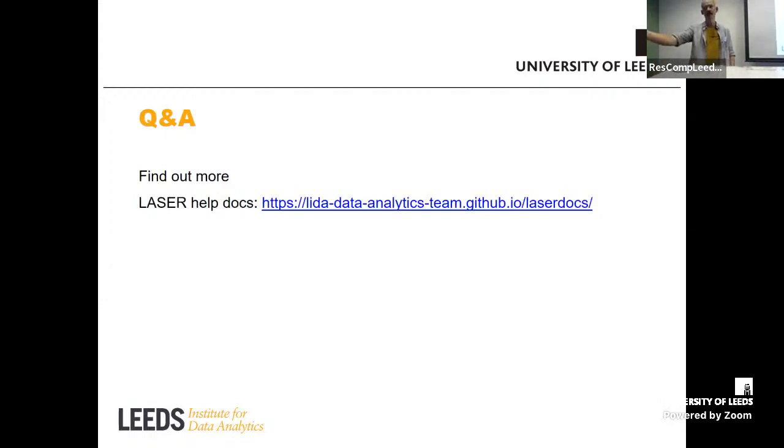We have a website. There it is. If you want more information, it's not just on what Laser is, but also what the DATs are, how we can help with things, and how you can use Laser if you're already on it. Lots of useful user guides.